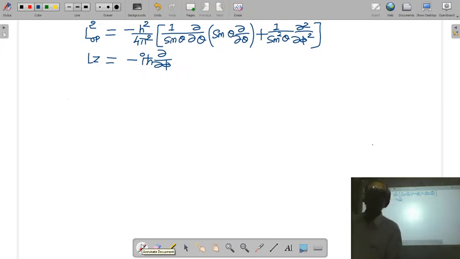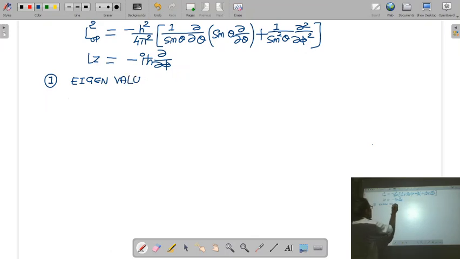Now we will try to obtain the eigenvalues of the L square operator and the Lz operator. First of all, we will obtain the eigenvalue for the L square operator.